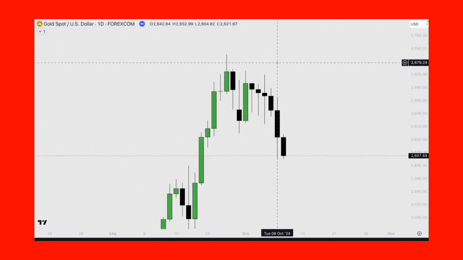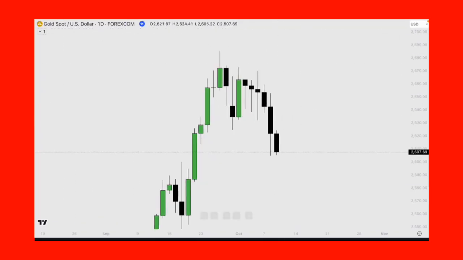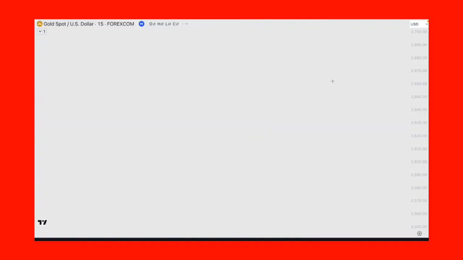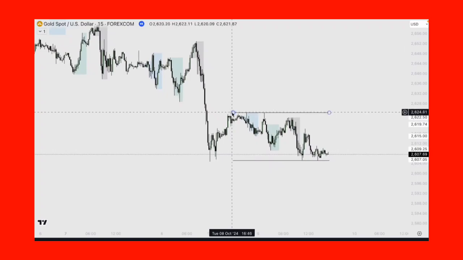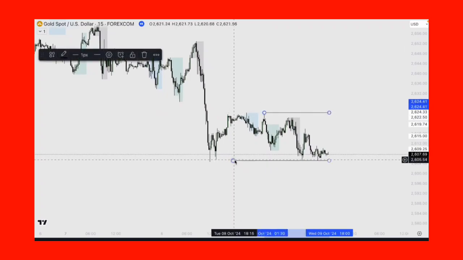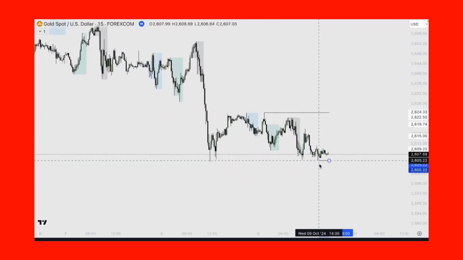We start again on the daily time frame. And what do we do? We go ahead and mark out our previous day high, and we mark out our previous day low. And we drop to the 15-minute time frame to wait for one of these two zones to get taken. So here we have our previous day high. Here we have our previous day low.